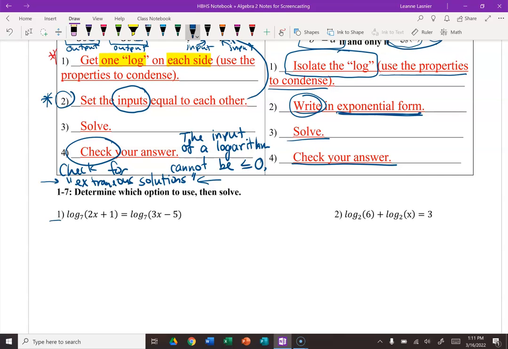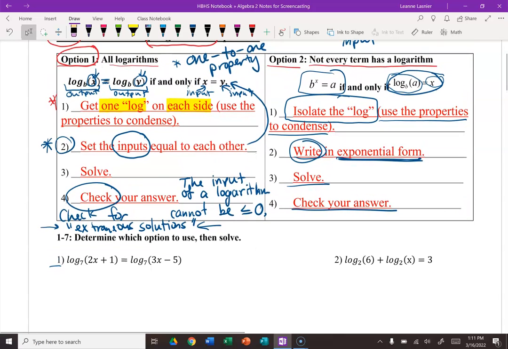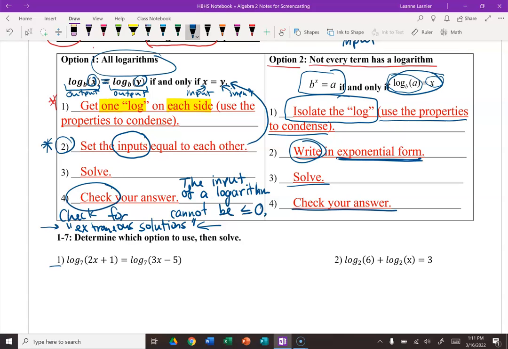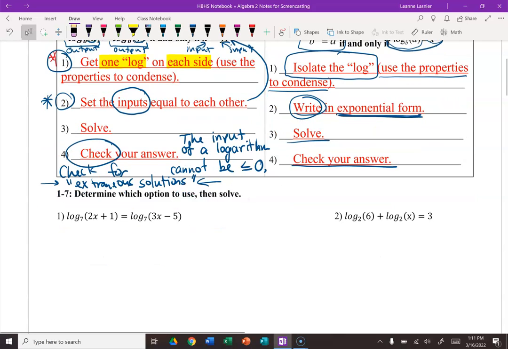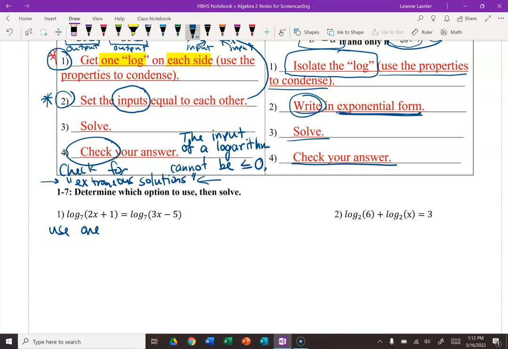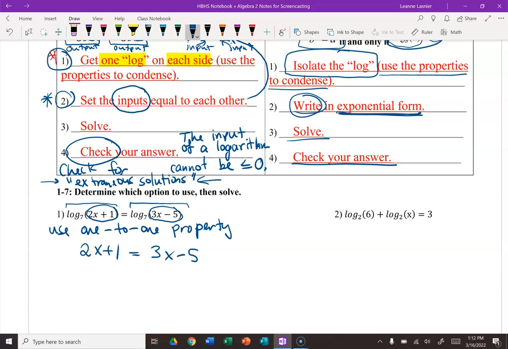I want you to look at number 1 and check to yourself, which option is it? Is it option 1 or option 2? Notice that in example 1, every term has a logarithm. So this is an option 1 equation. And also, step 1 has already been done. There's already one log on each side. They both have the same base. So we're going to go ahead and just use the one-to-one property here. This is a property that logarithms have that says, if these outputs are equal to each other, the only way that's possible is if their inputs are equal. So we just take the inputs and set them equal to each other. That was step 2 right there, because step 1 was already done.